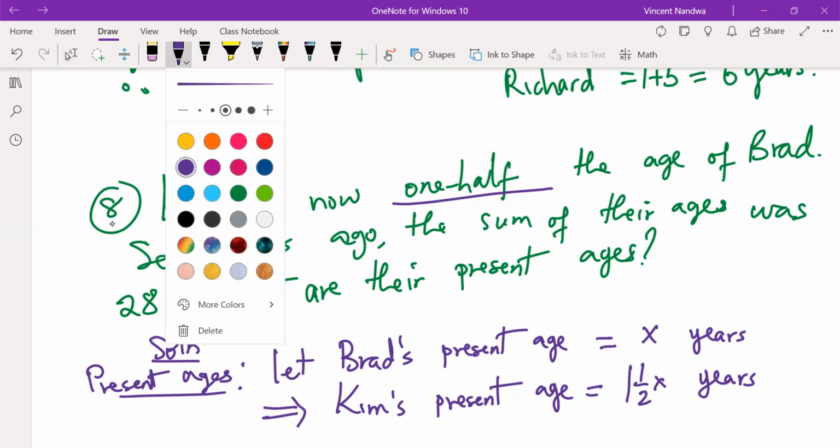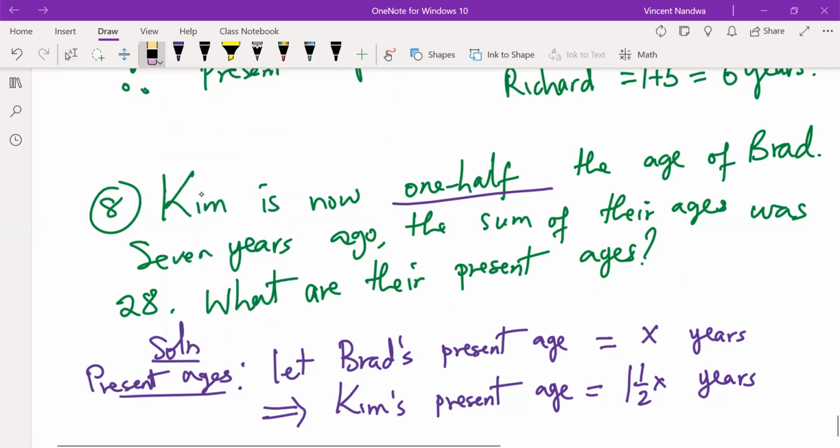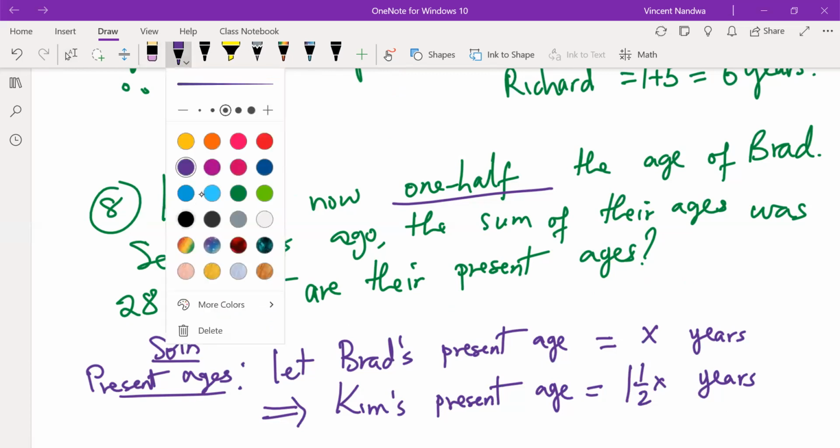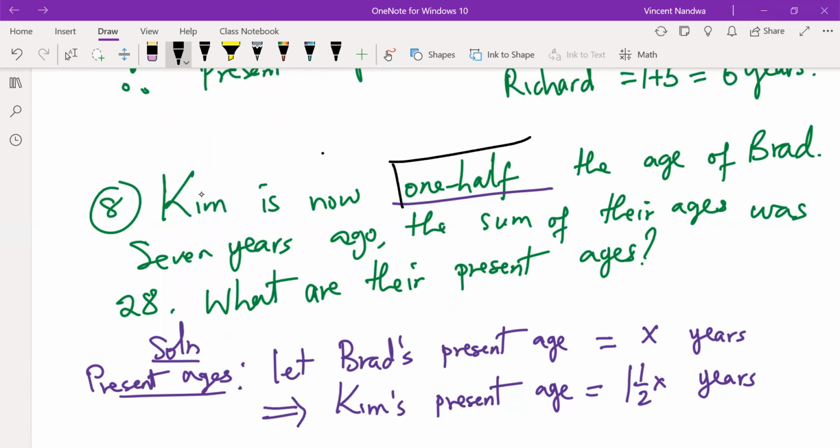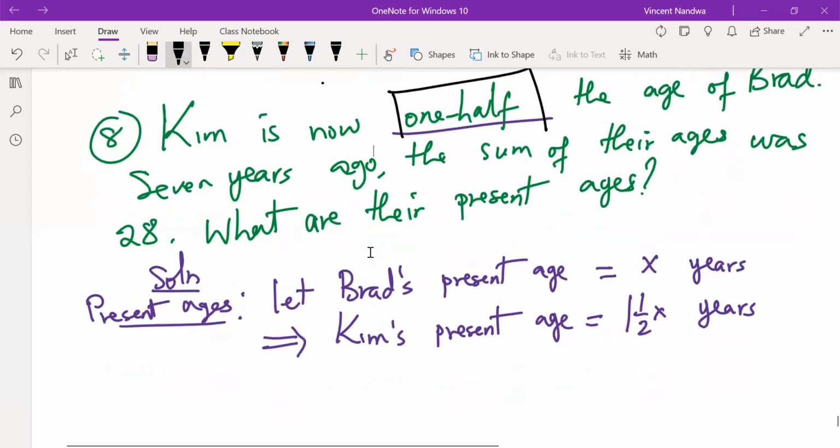Okay, so the key term here is 1/2. So if Kim is now 1/2 the age of Brad, and if you say Brad is X years old, then Kim is X over 2 years. So 1/2, so a half of the age of Brad.